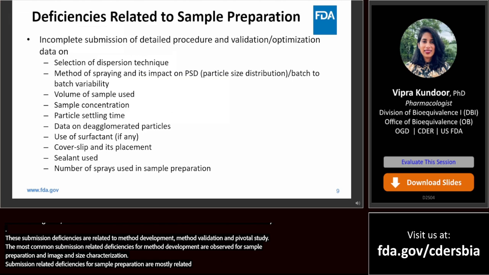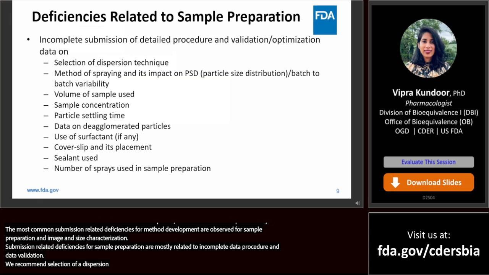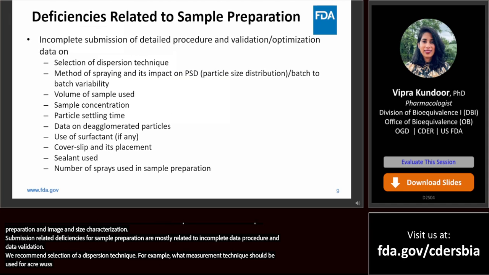Therefore, we recommend providing complete optimization data on the following. Selection of an appropriate dispersion technique. For example, wet dispersion or wet measurement technique should be used for aqueous-based suspensions. We recommend providing particle size distribution data for pre and post actuation to demonstrate control on agglomeration. And also each batch should be evaluated separately.